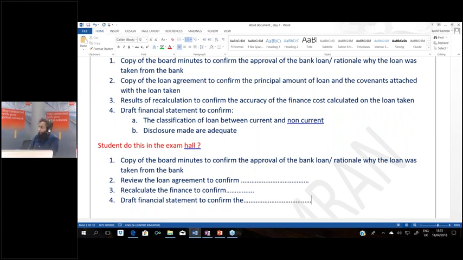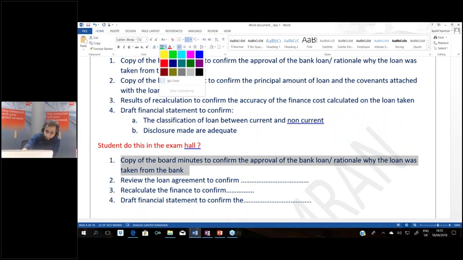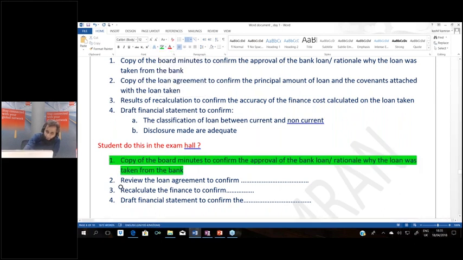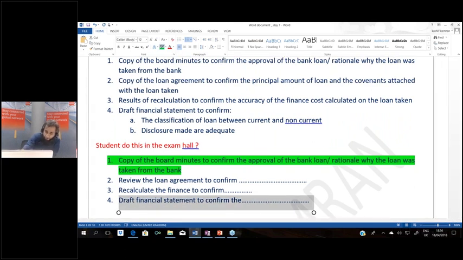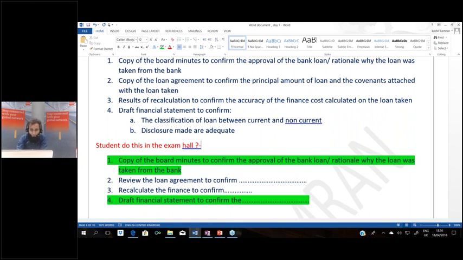Now see, technically, out of the 4 points he wrote on evidence, 2 of them are technically evidence, right? Number 1 is evidence, right? And number 4 is evidence. Whereas number 2 and 3 are procedures. And he was writing this question for how many marks? 4 marks.